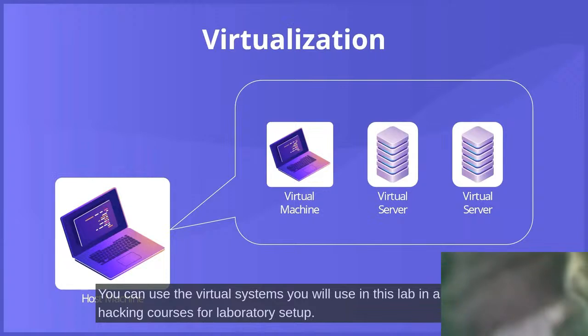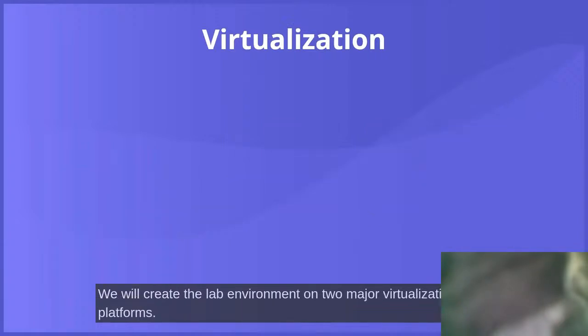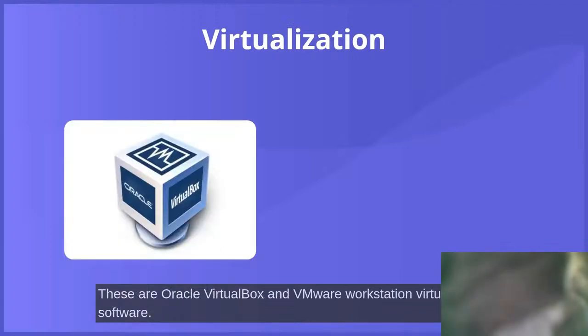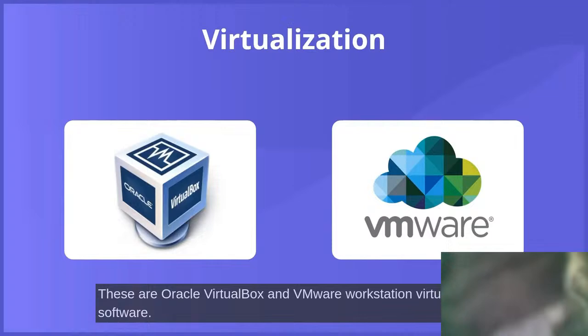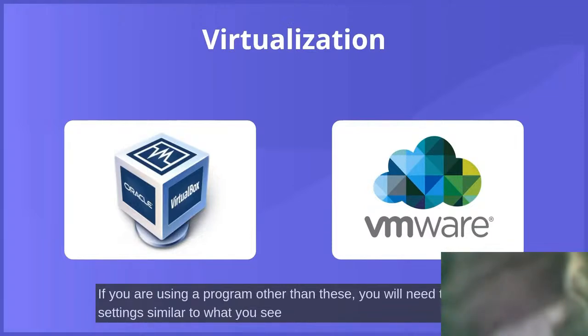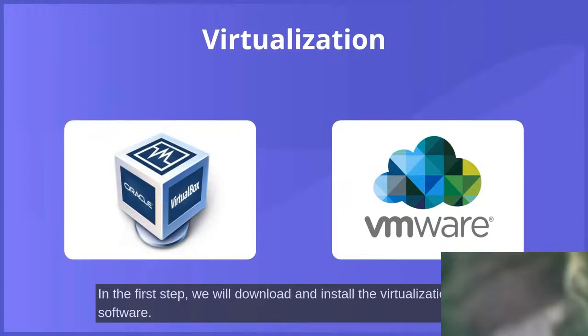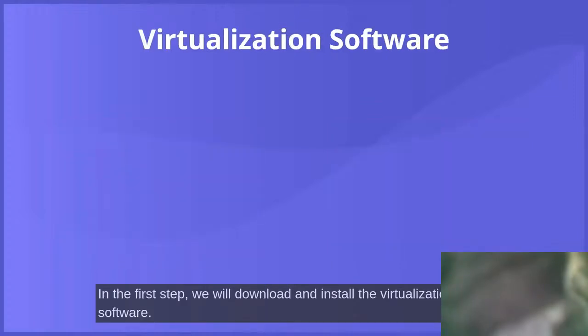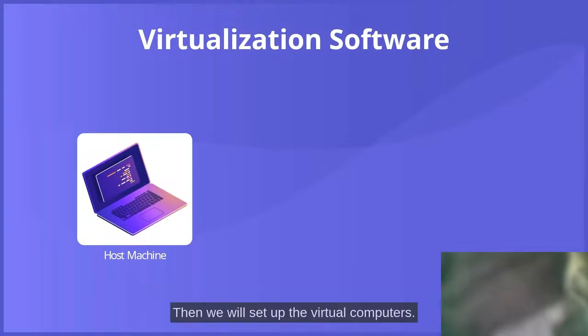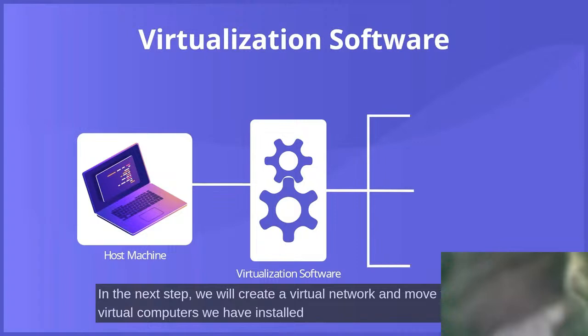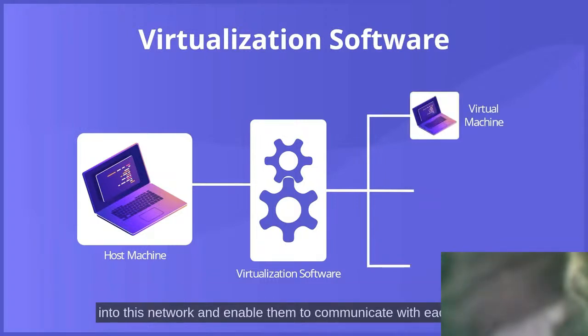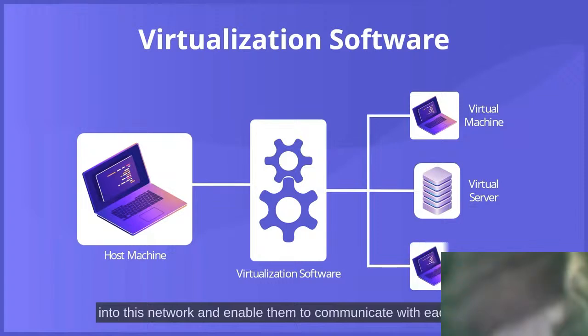For laboratory setup, we will create the lab environment on two major virtualization platforms. These are Oracle VirtualBox and VMware Workstation virtualization software. If you are using a program other than these, you will need to make settings similar to what you see here. In the first step, we will download and install the virtualization software. Then, we will set up the virtual computers. In the next step, we will create a virtual network and move the virtual computers we have installed into this network and enable them to communicate with each other.